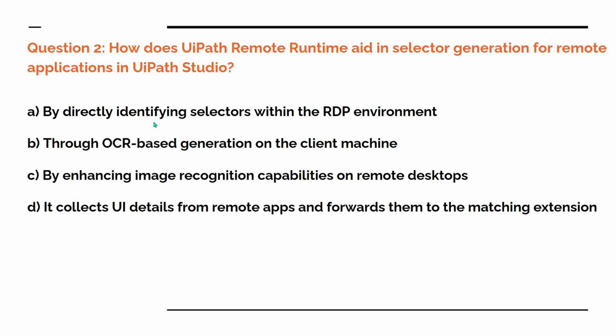Options are: A, by directly identifying selectors within the RDP environment. Does it directly identify? B, through OCR-based generation. Does it use OCR on the client machine? C, by enhancing image recognition capabilities on remote desktops. Image recognition, does it work on that? Or option D, it collects UI details from remote apps and forwards them to the matching extension on the client machine. Okay, here one word is missing: on the client machine, or the local machine where the developer is using Studio. Now, out of all this, which is the right answer?